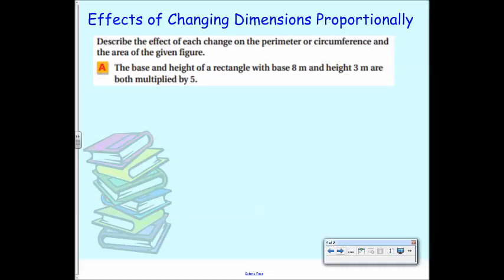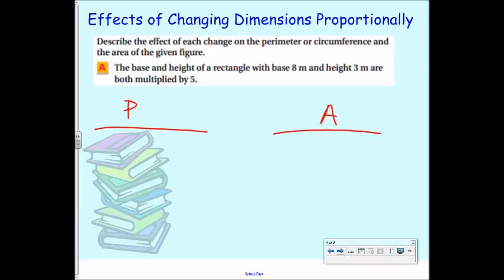Okay. So I want to describe the effect of each change on the perimeter or the circumference and the area of the given figure. So in this case, we're either talking perimeter or circumference. Circumference would be if it were a circle. This is a rectangle, so we're talking about perimeter and area. So we'll do perimeter first, and then we'll do area.